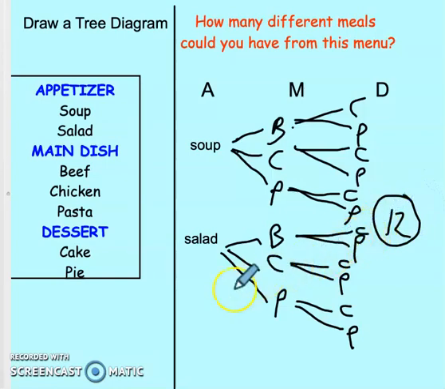Using our fundamental counting principle, we're making 3 decisions. We're going to choose an appetizer that has 2 possibilities. We're going to choose a main dish that has 3 possibilities. And we're going to choose a dessert which has 2. So 2 times 3 times 2. I'll multiply all those together, gives me 12.